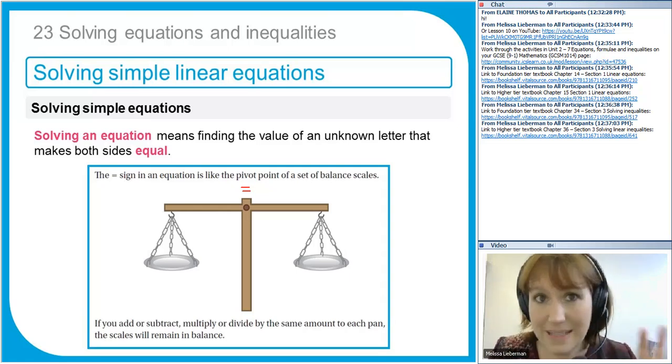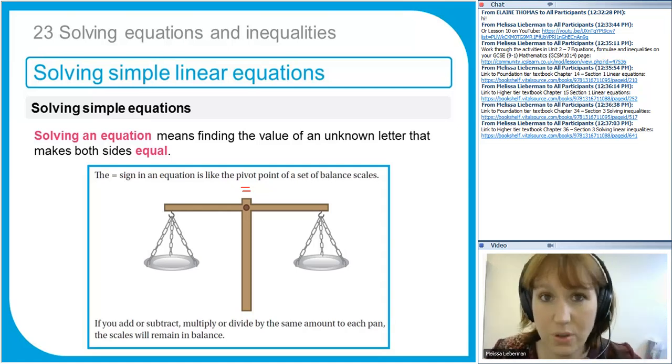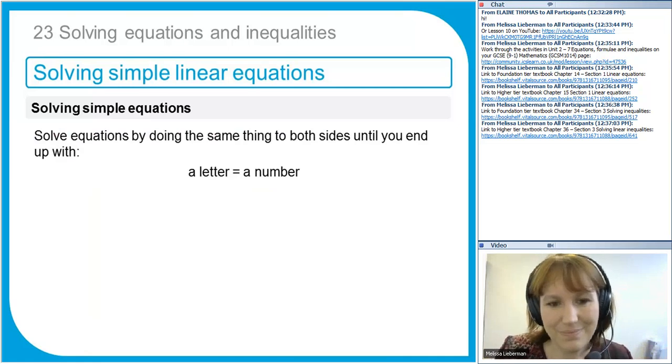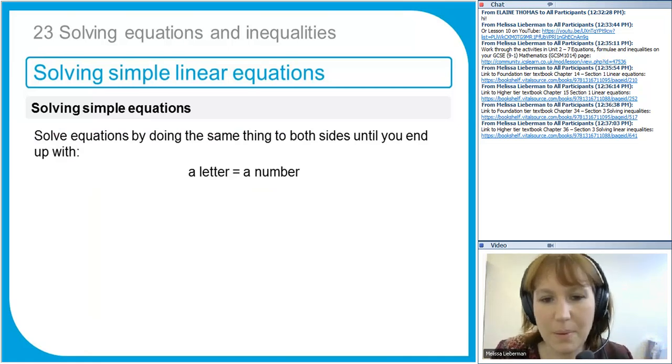And then always at the very last step, take the value that you get, substitute it into the original equation just to make sure that that gives you a true statement. And that's what solving an equation means. It means finding the value of that letter that makes the original statement true. So let's have a look. So we're trying to get a letter equals a number. And you can swap sides.